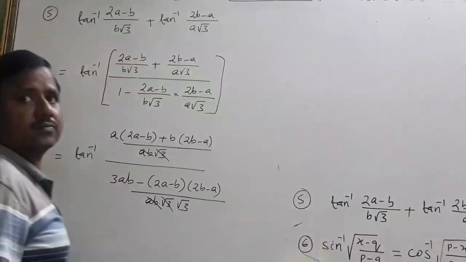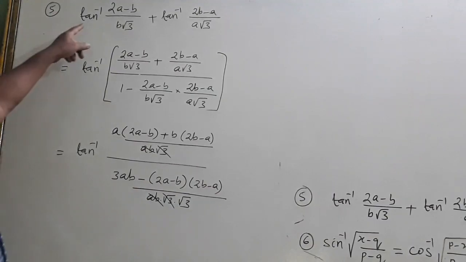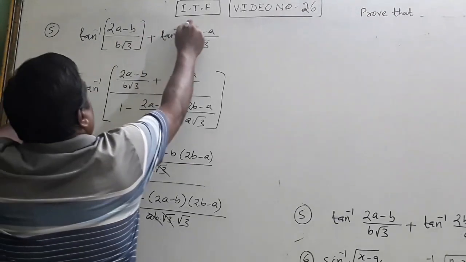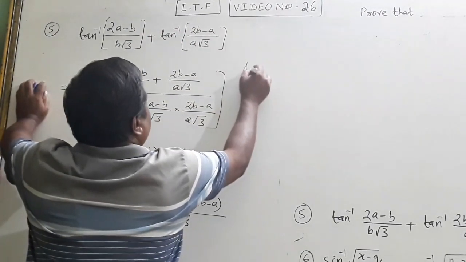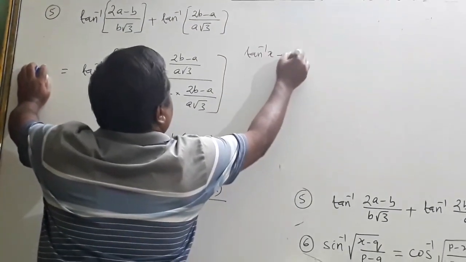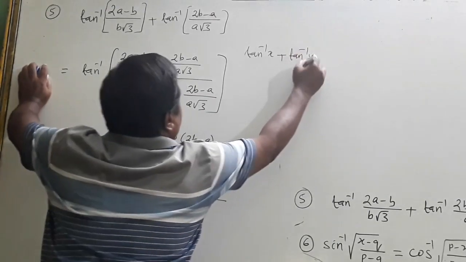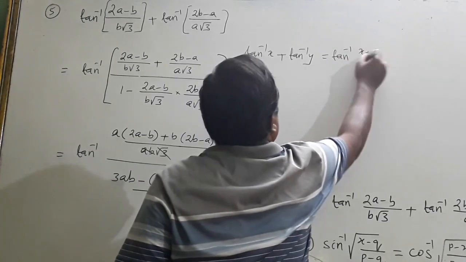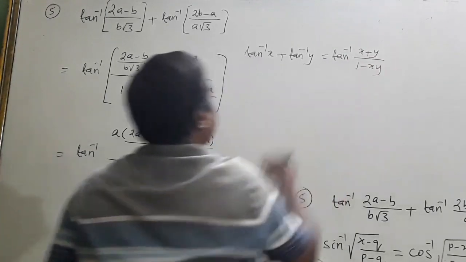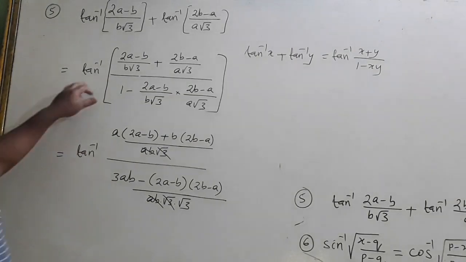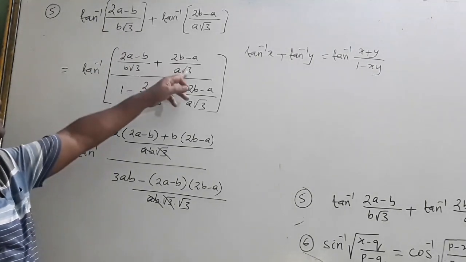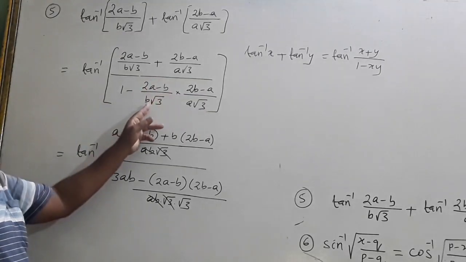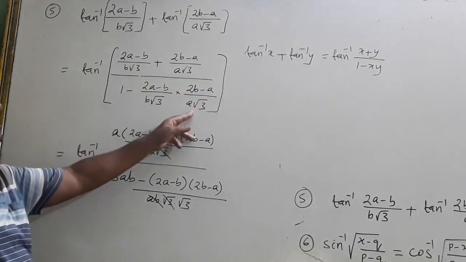Okay. Apply the formula tan inverse x plus tan inverse y. What is the formula of tan inverse x plus tan inverse y? As you know, it is tan inverse of x plus y by 1 minus xy. So it is what? Tan inverse of x plus y by 1 minus x into y, where x is 2a minus b by b root 3 and y is 2b minus a by a root 3.